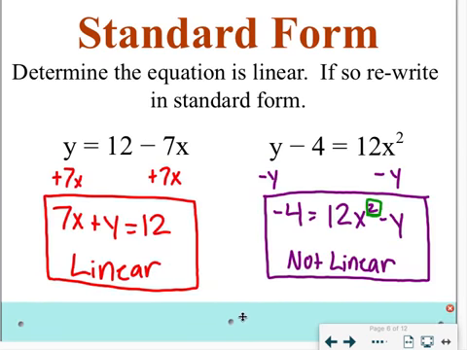The first one is indeed linear. Adding the 7x to the other side gets it into the standard form. The second one is nonlinear because we have the exponent of 2. If you have questions about what it means to be a linear equation or write in standard form, let me know when you get to class.